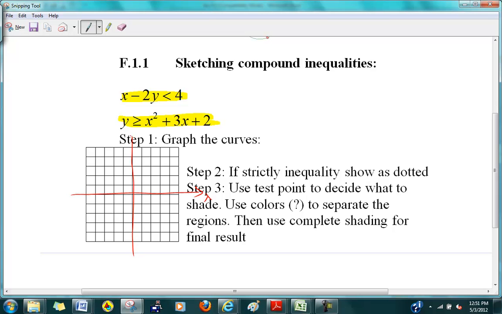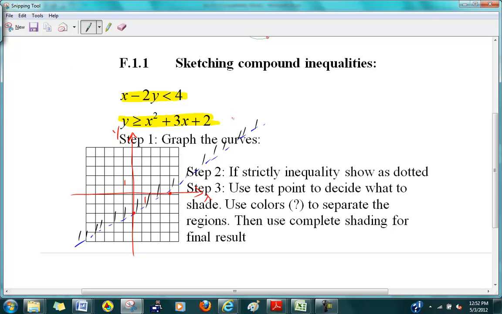So here's my x-axis, here's my y-axis, here's my scale. And then x minus 2y, that's the same as the last one, right? So when y was 0, x was equal to 4, and the other one was negative 2. And here's my dotted line. I've already done the shading on this one from the previous example. In the previous example, I shaded it like that. And now what I need to do is graph the quadratic.